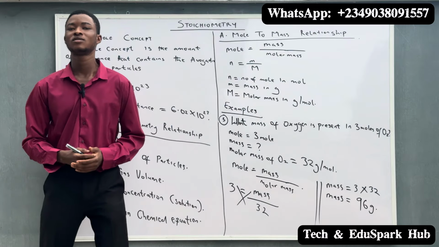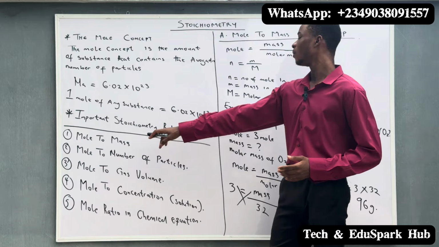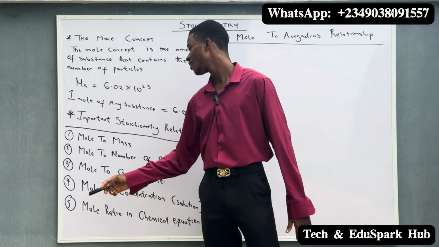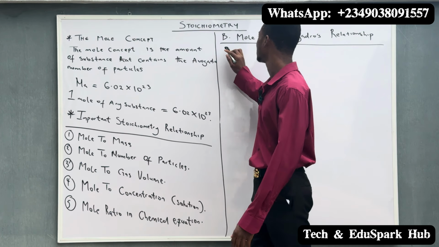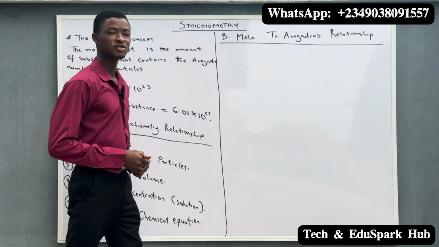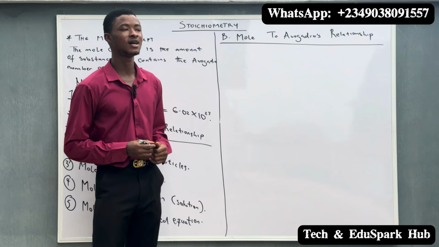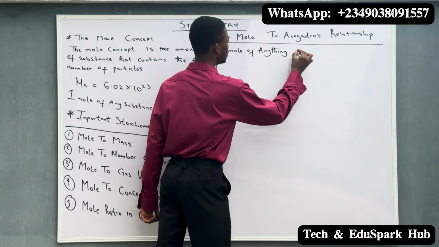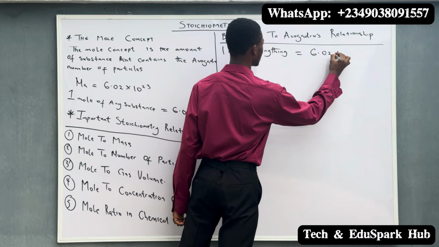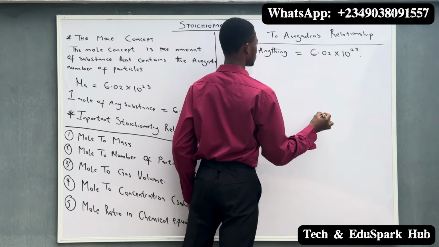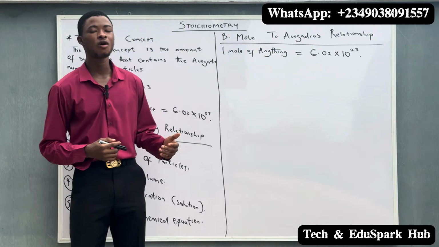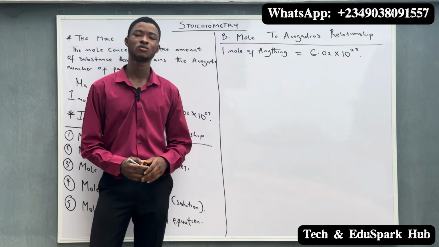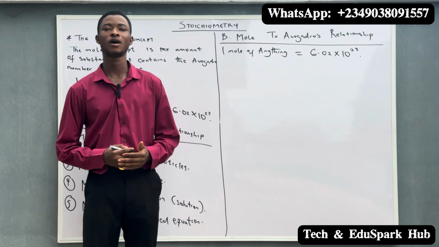So let's move to the second stoichiometry relationship, which is the mole to number of particles, which is also the same as mole to Avogadro's relationship. All you have to note about this is that 1 mole of anything is equal to 6.02 times 10 raised to power 23. Just know that 1 mole of anything is equal to 6.02 times 10 raised to power 23.